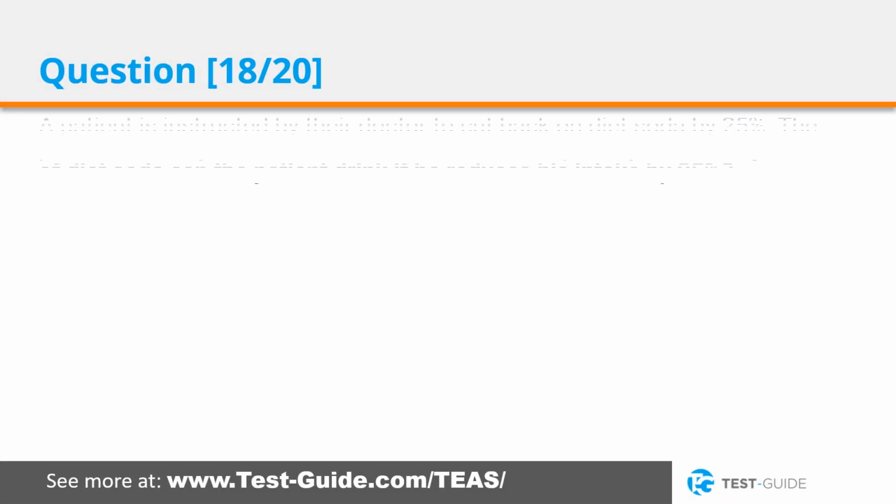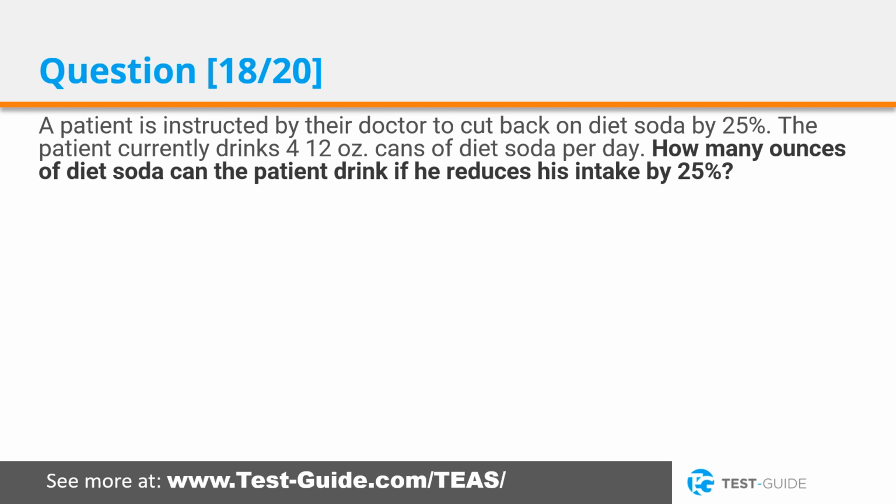Question 18. A patient is instructed by their doctor to cut back on diet soda by 25%. The patient currently drinks 4 12-ounce cans of diet soda per day. How many ounces of diet soda can the patient drink if he reduces his intake by 25%? 12 ounces, 24 ounces, 36 ounces, 40 ounces.